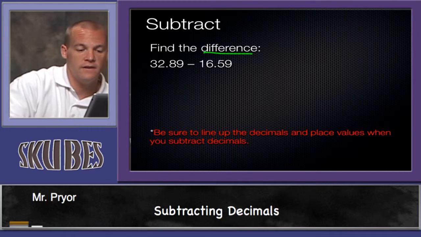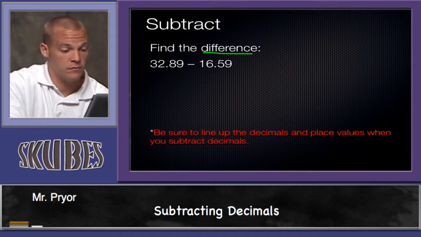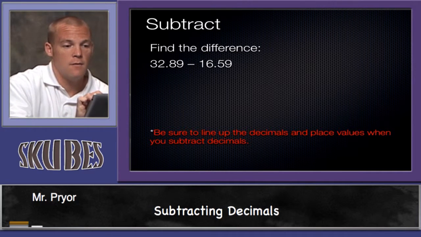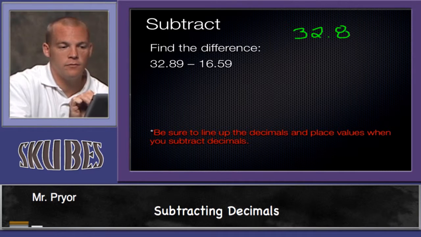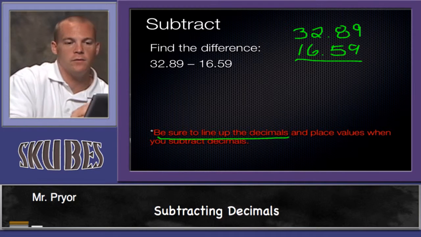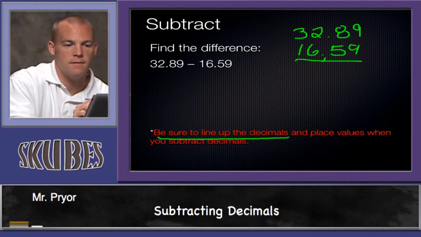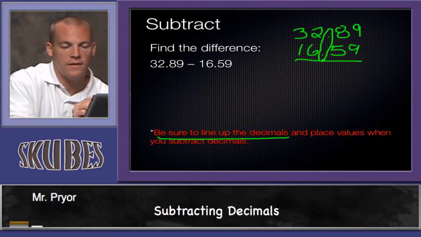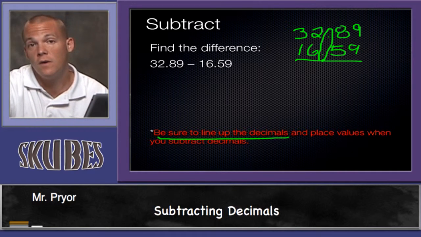Our directions here say find the difference, which means find the answer to the subtraction problem. I'm always going to write the larger number on top and subtract away, in this case, the second number. And down at the bottom you can see I've put a little hint here. Be sure to line up your decimals. Notice how I've lined up my decimals so that they're directly above and below one another.